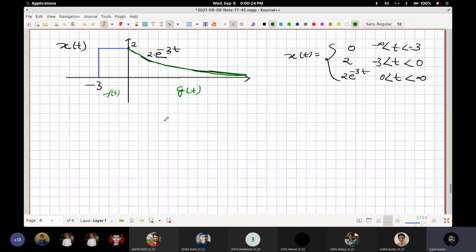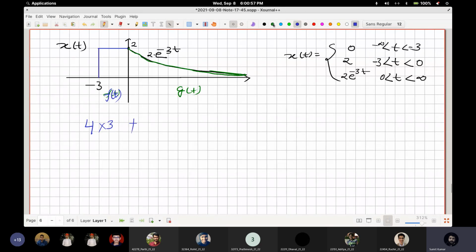Now FT and GT don't overlap, so the multiplication part will already be equal to zero, right? The FT GT term, isn't it? So the energy of this means the energy of this plus the energy of this. Why? Because the area that comes from multiplying these two, since they are not overlapping, will be equal to zero. So this is a square, which means 4 times 3 divided by 1, right? This is the first part.